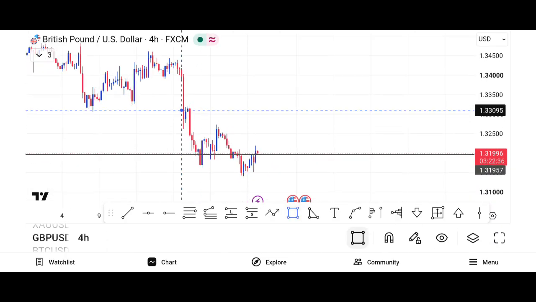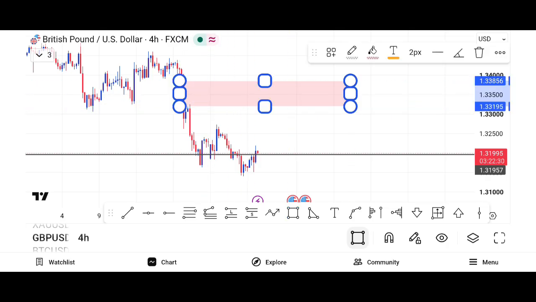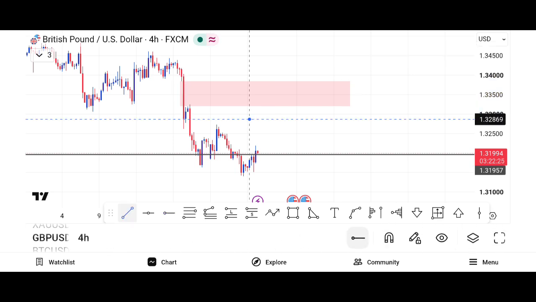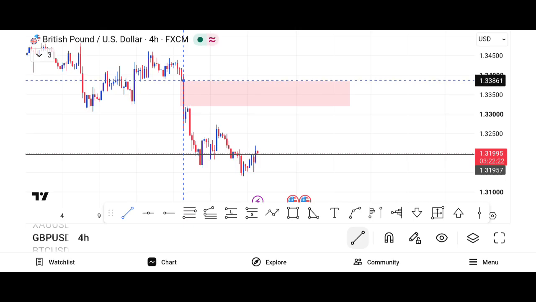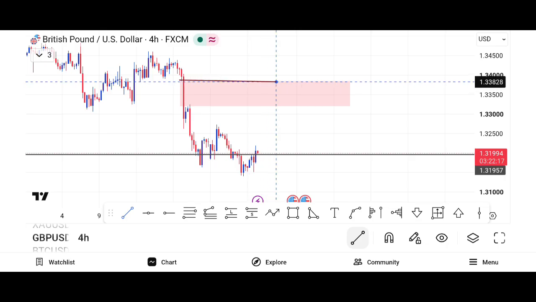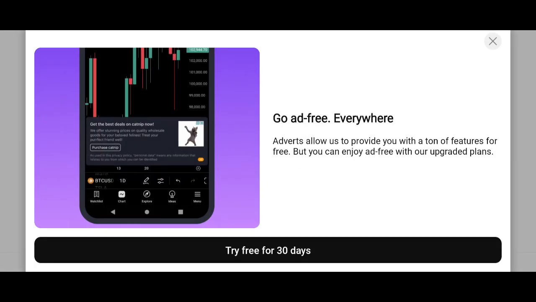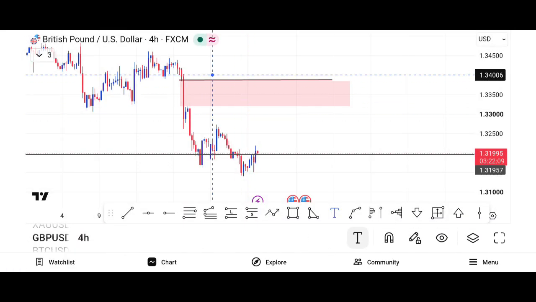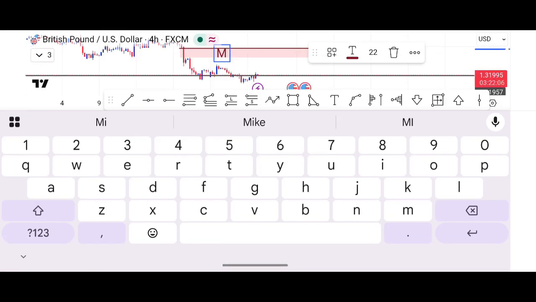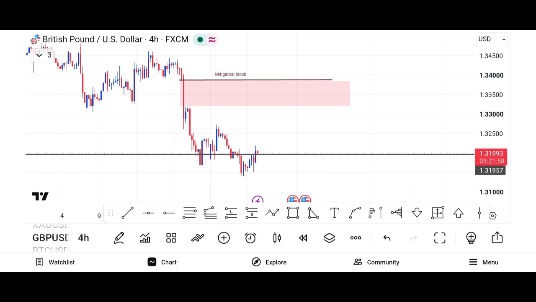So I've already seen a level right here. This fair value gap is quite important to mark, and then I have this candle right here. You know what this candle is? This candle is known as the mitigation block. I'm going to label it as a mitigation block.